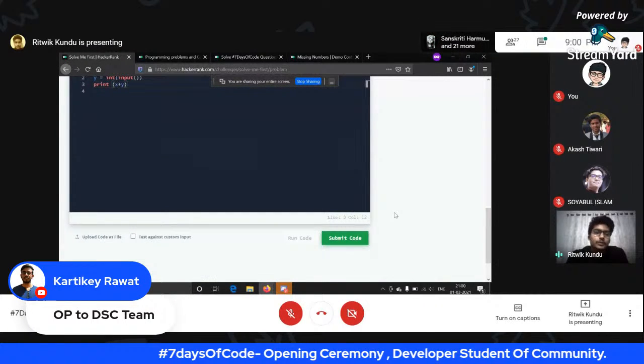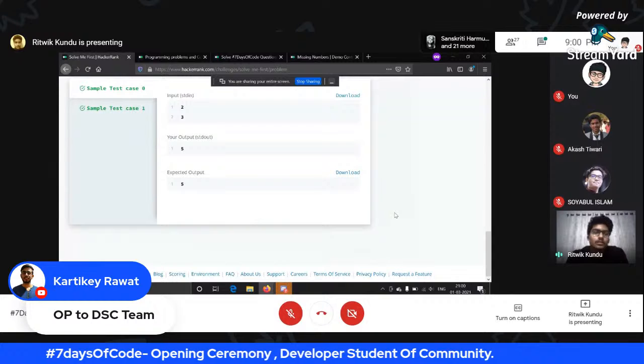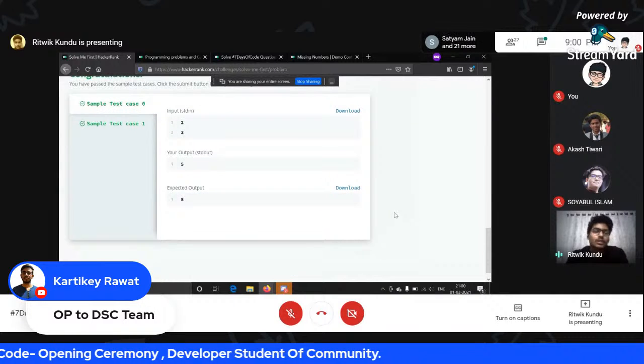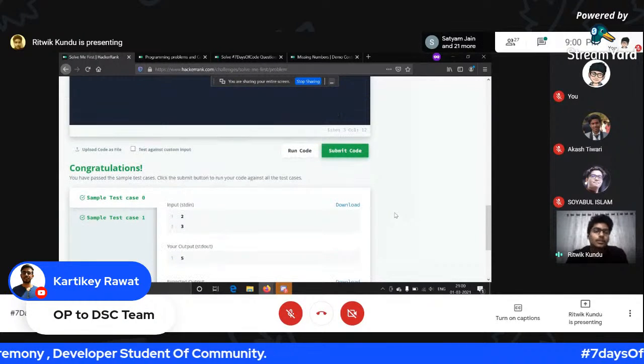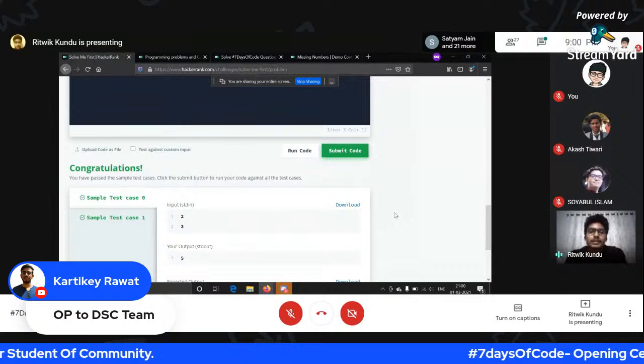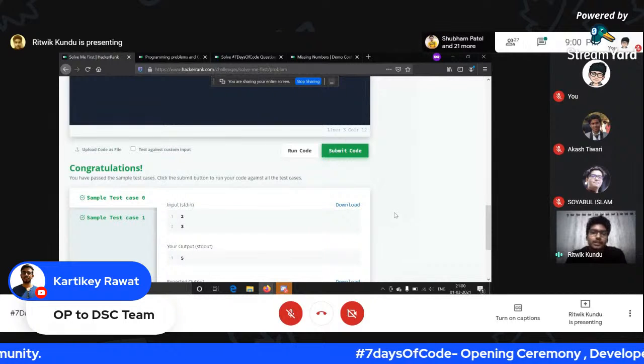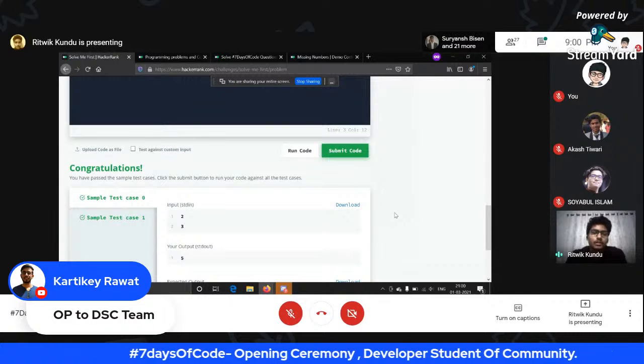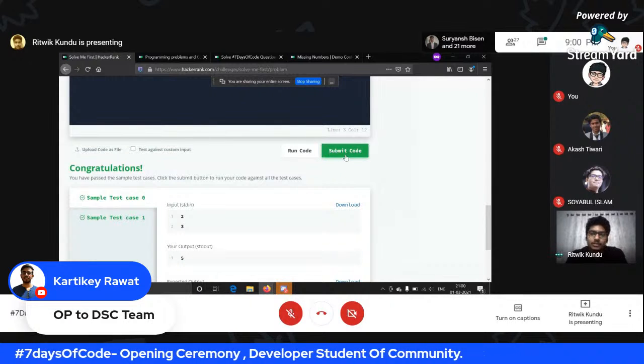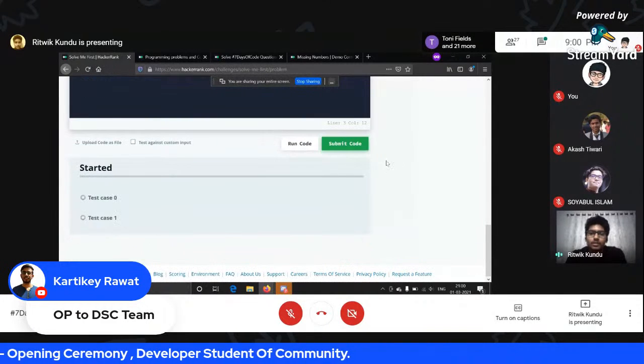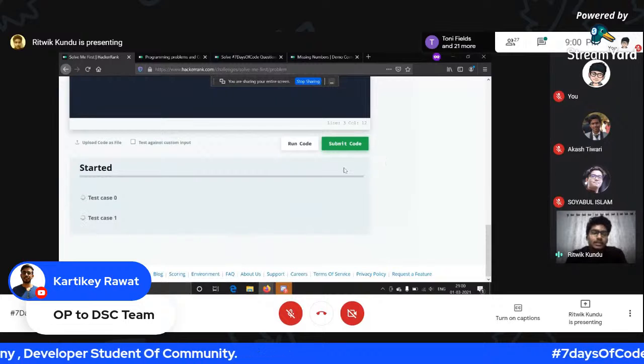When you run the code, try to see if it passes all the sample test cases or not, because if it doesn't pass all the sample test cases, it will not pass all the hidden test cases. And once you're really sure about your solution, just click on submit code. It will run a few test cases. Like here it's only 2 test cases, right?